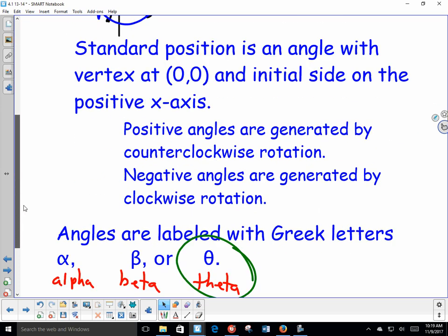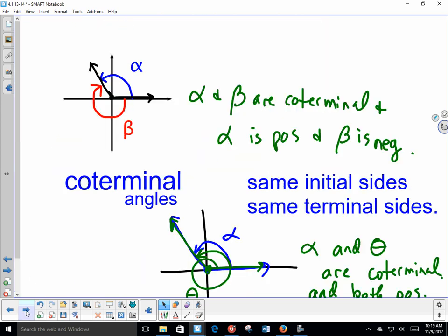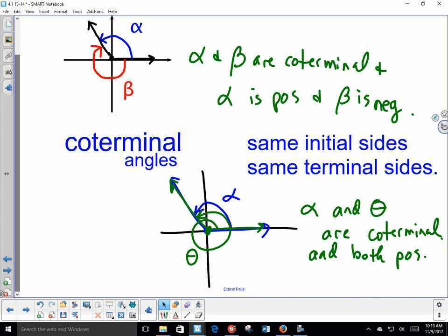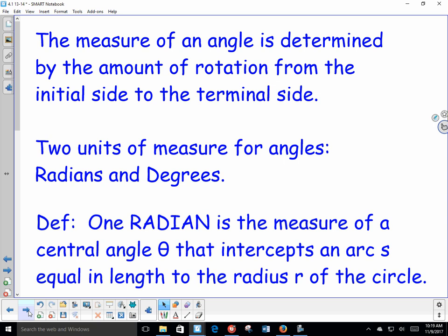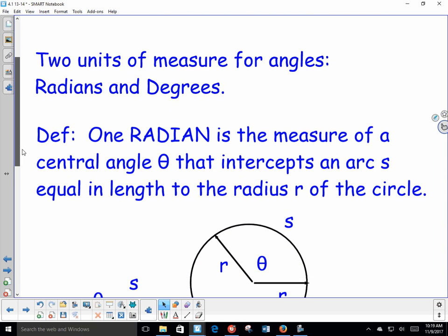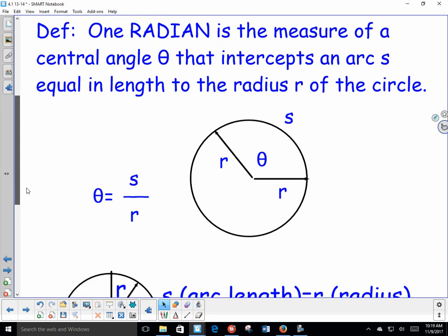So that was all on the video: positive angles, how we name angles. We talked about coterminal angles. Coterminal angles have the same initial side and the same terminal side, but you might get to them in different ways. Then we talked about 2 different units of measure for angles, radians and degrees.